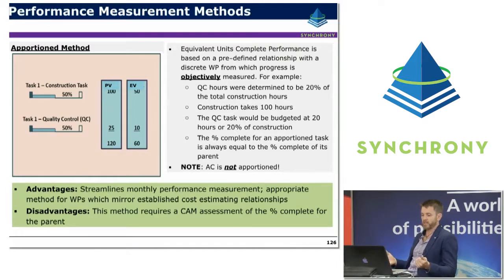The advantages are that it streamlines monthly performance measurement. It's an appropriate method for work packages which mirror the established cost estimating relationships. So the idea, if this is the way the work's estimated, it's really handy to also apply that in an earned value sense as well. And the disadvantage of this method is that it requires a CAM assessment of the percent complete for the parent, but fundamentally the CAM should be performing that percent complete of the direct activities anyway, so that's actually an advantage.